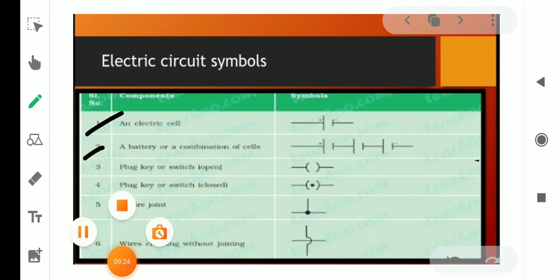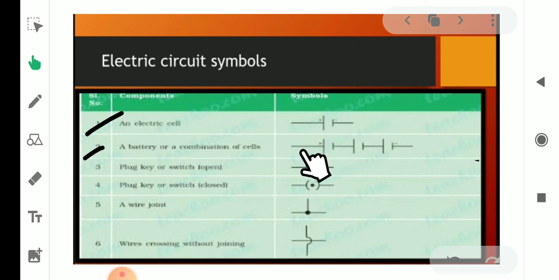The symbol of an electric cell consists of a longer vertical line and a smaller, short vertical line. You can see, I'll show in this picture. Just see here, the longer line is the positive terminal, and the smaller vertical line represents the negative terminal. Okay, so the longer line is the positive terminal and the shorter one is the negative terminal. This is the symbol used to represent an electric cell.